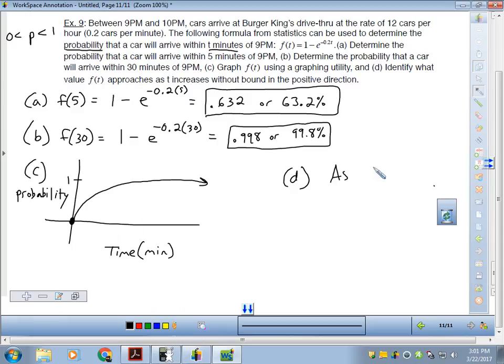So as time goes towards infinity, as time increases, that f of t, that probability, is getting closer and closer to 1. It's never going to get to 1. It's never going to be a 100% chance that it happens. But it's always going to increase towards 1. It'll keep going towards 1.